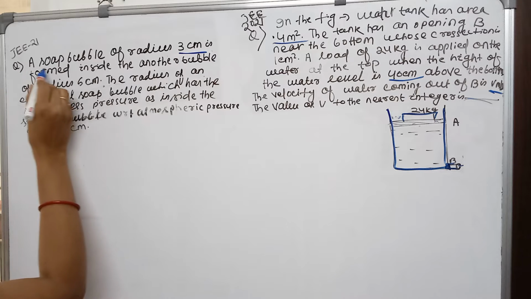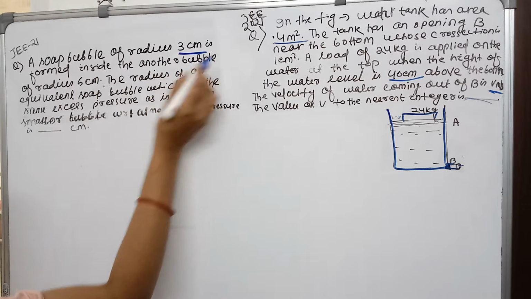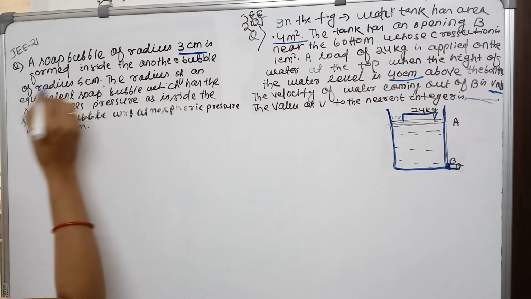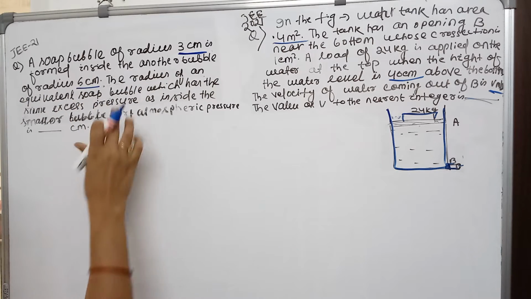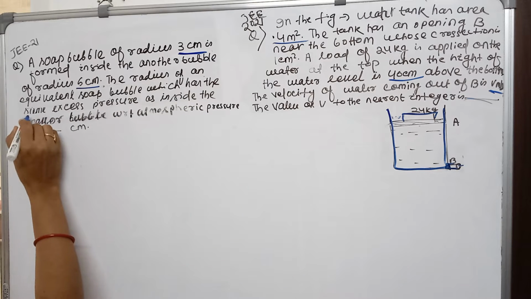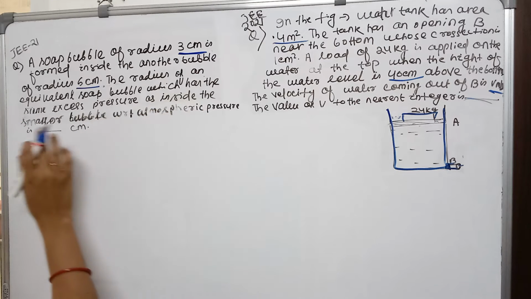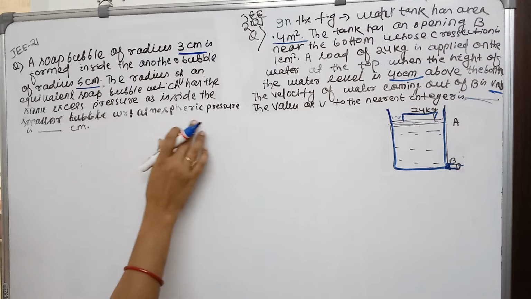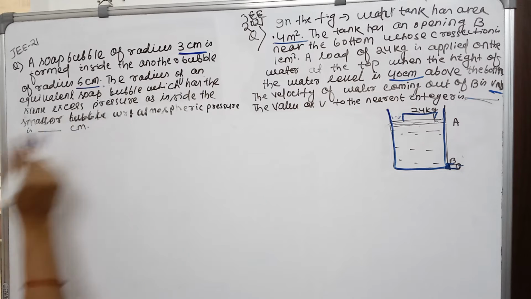The question is: a soap bubble of radius 3 centimeter is formed inside another bubble of radius 6 centimeter. The radius of an equivalent soap bubble which has the same excess pressure as inside the smaller bubble with respect to atmospheric pressure is dash centimeter.